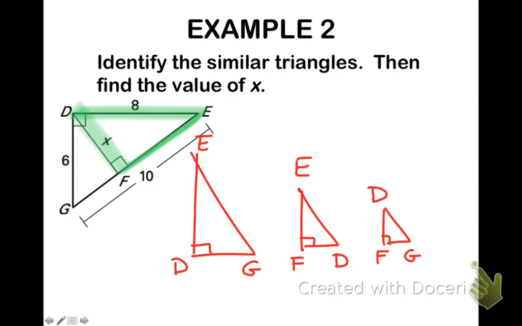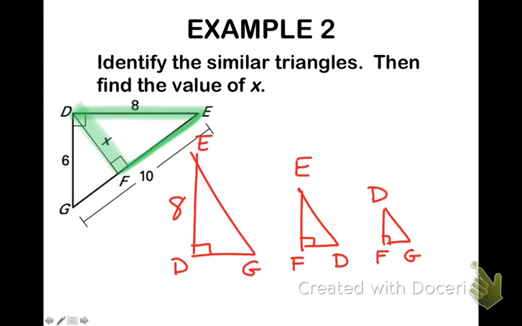All right, so let's fill in everything they give us. DE is what length? 8. So wherever I see a DE, we're going to put an 8. So I've got a DE there on my left triangle.